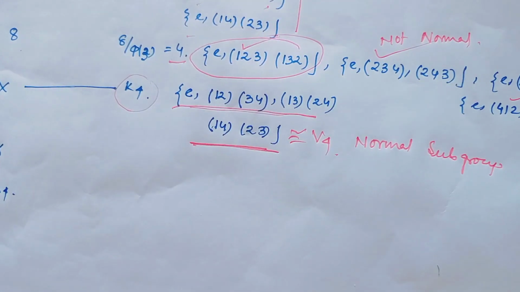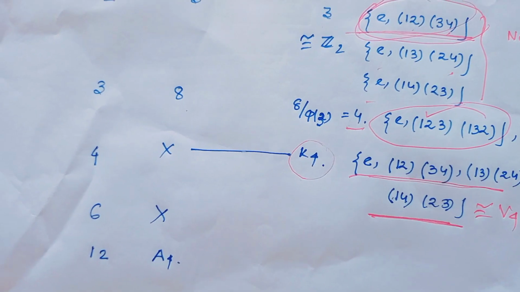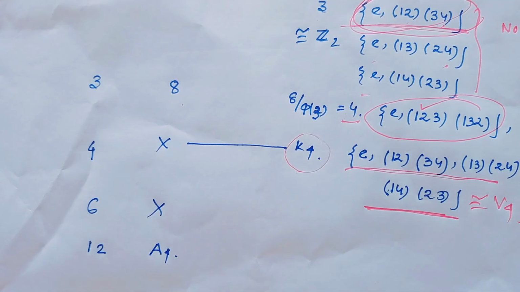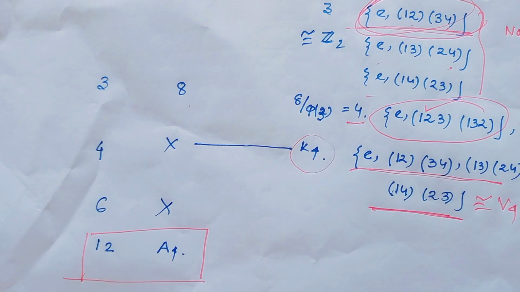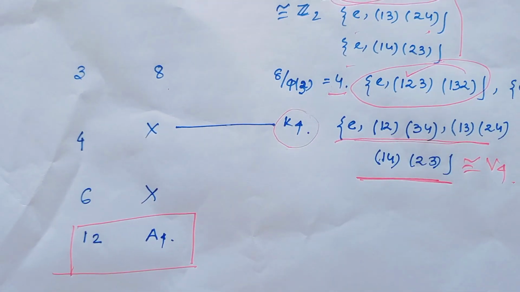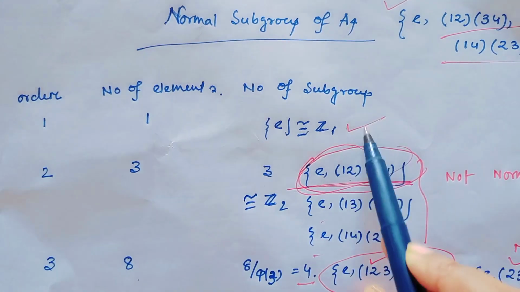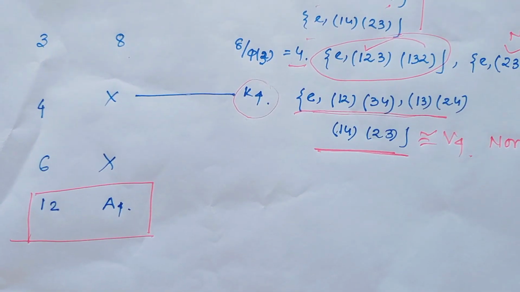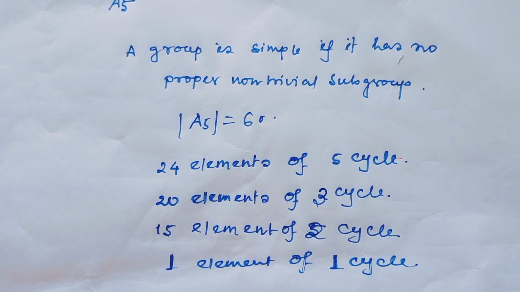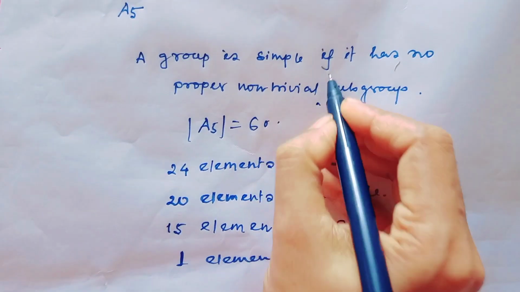So this is the normal subgroup in A4, and we all know in A4 there exists no element of order 6. Another subgroup is the group itself, which here is A4. Therefore, the normal subgroups in A4 are the identity, the Klein four-group, and the group itself, meaning A4. We all know a group is simple if it has no proper non-trivial normal subgroup.